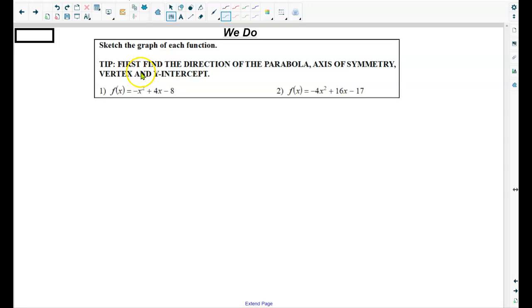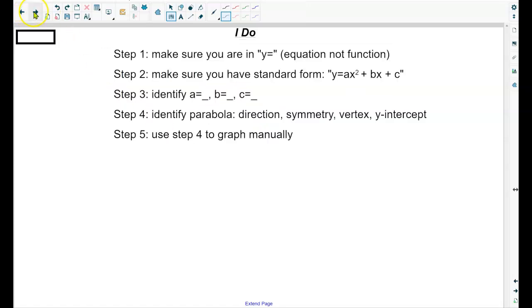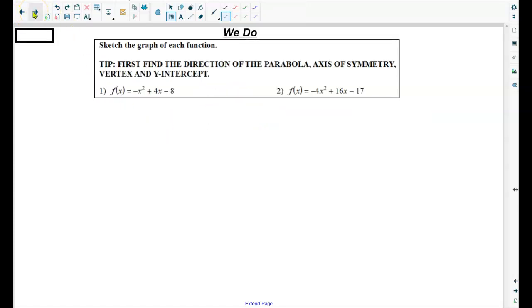Sketch the graph. Tip: first, find the direction of the parabola, axis of symmetry, vertex, and intercept. So I've got two problems just to kind of compare. We'll do good old number 1. Let's go and get started. So step 1 is make sure you're in y equals.